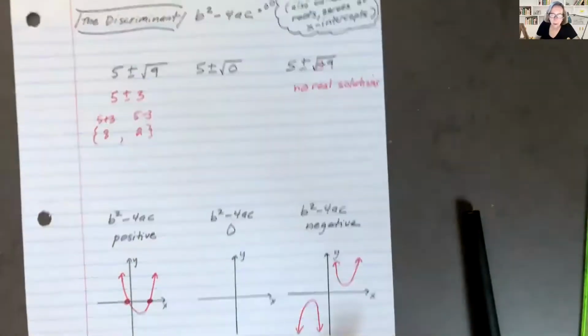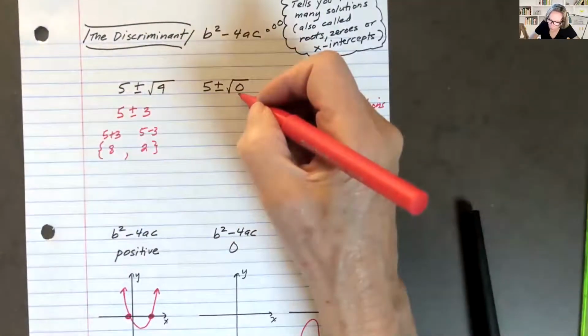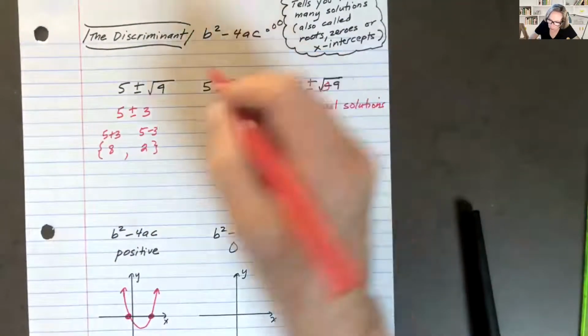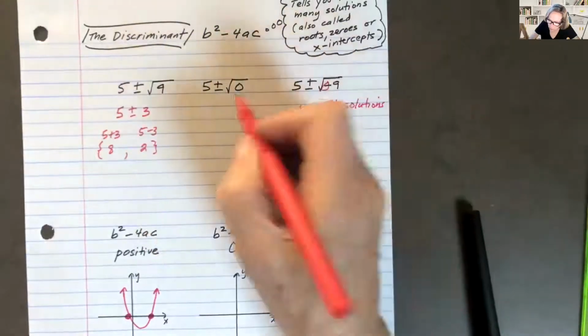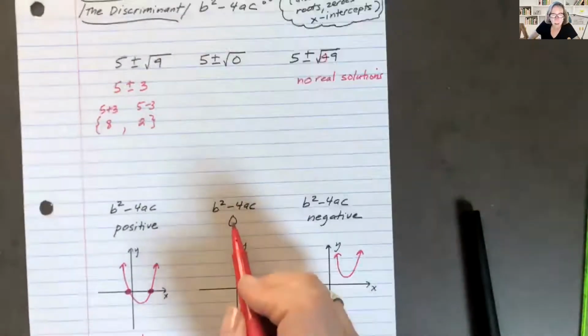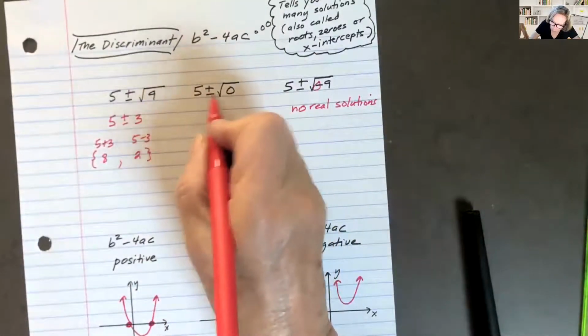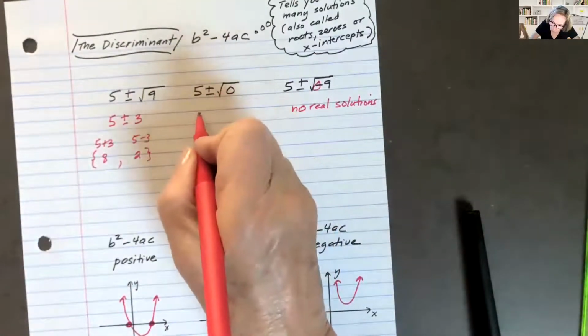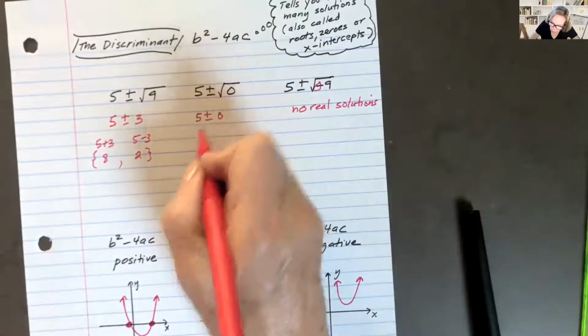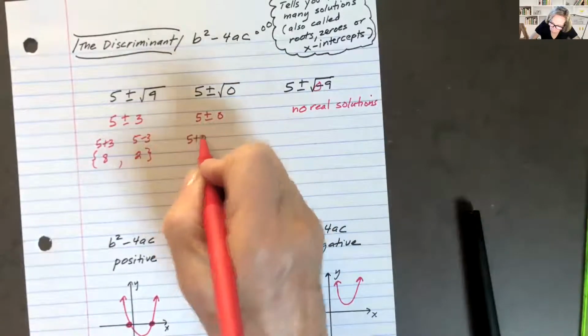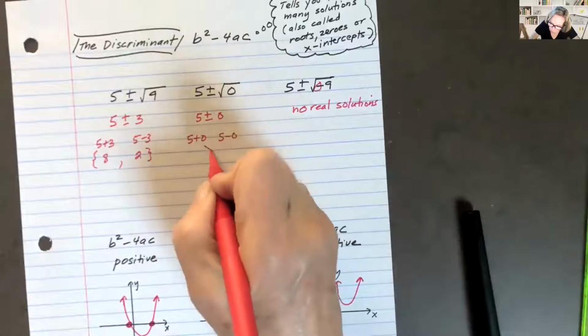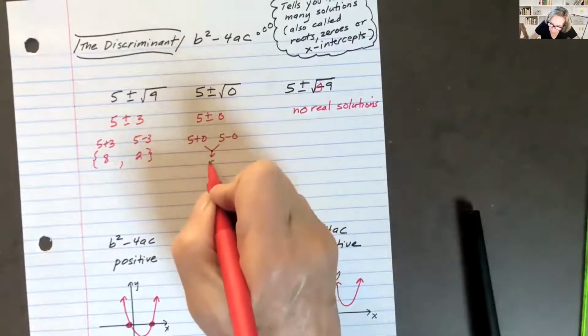The third scenario is, what if the value of b squared minus 4ac is not positive or negative, but it's 0? Okay, if the value of b squared minus 4ac is 0, well, look at what happens. What's the square root of 0? It's 0. So this is 5 plus or minus 0. So don't 5 plus 0 and 5 minus 0 both have the same value? They are both just 5.